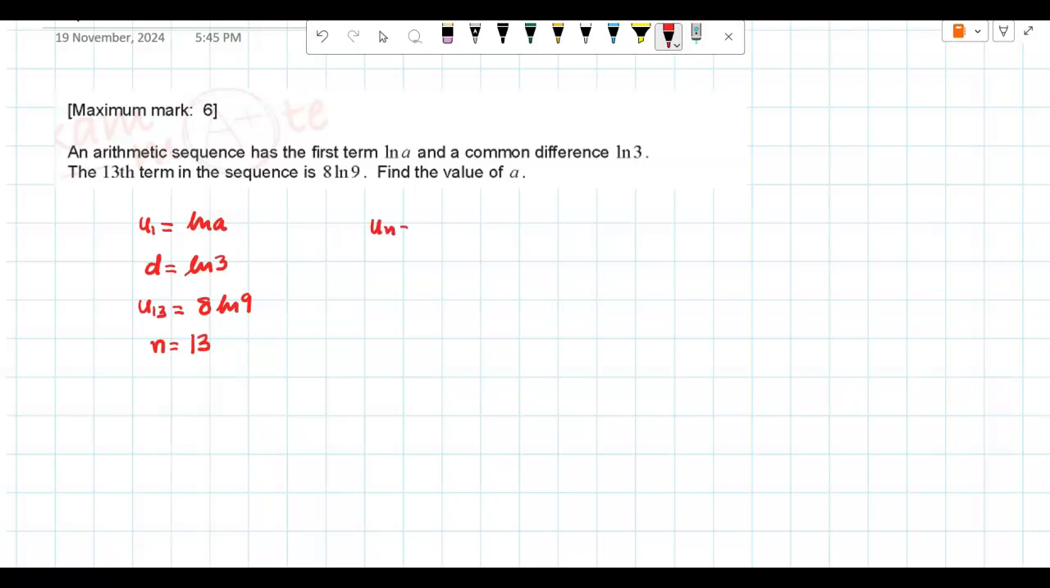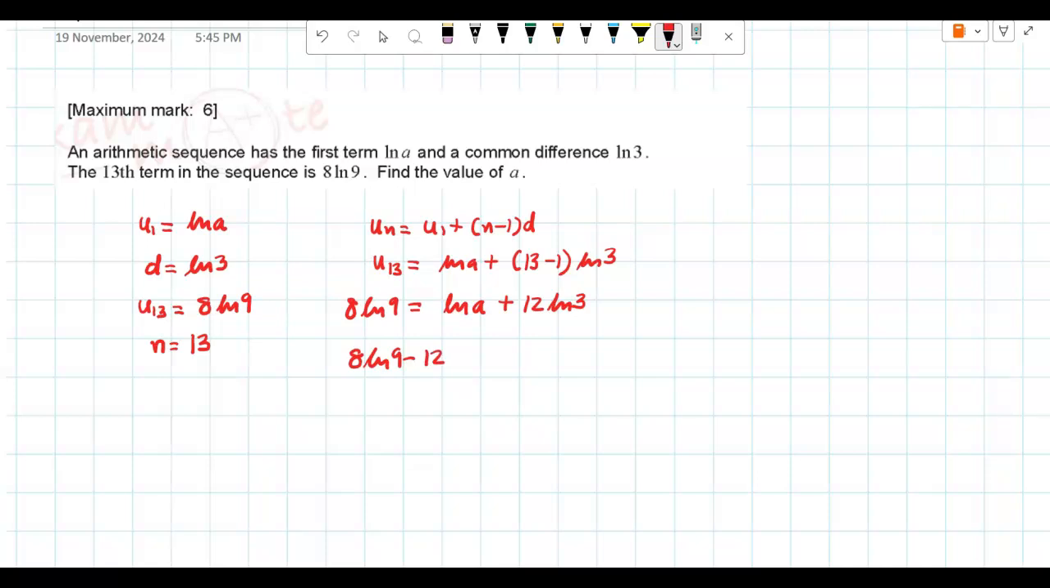So apply the formula un is equal to u1 plus (n minus 1) into d. So u13 is equal to u1. My u1 is ln a plus (13 minus 1) into d, where d is ln 3. So the 13th term is going to be 8 ln 9, equal to ln a plus 12 ln 3. Right? So 8 ln 9 minus 12 ln 3 is equal to ln a.